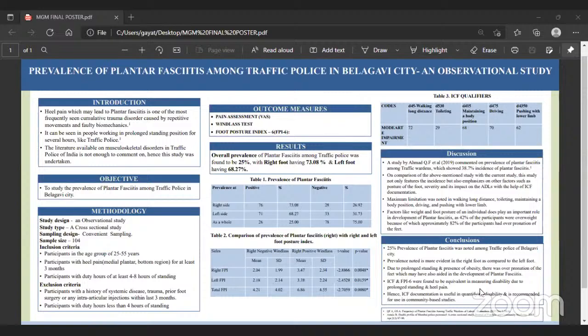Good evening, everyone. My title for my poster presentation is Prevalence of Plantar Fasciitis Among Traffic Police in Belgavi City, an Observational Study. We'll start with the introduction. Heel pain, which may lead to plantar fasciitis, is one of the most frequently seen cumulative trauma disorders caused by repetitive movements and faulty biomechanics. It can be seen in people working in a prolonged standing position for several hours, like traffic police. The literature available on musculoskeletal disorders in traffic police of India is not enough to comment on. Hence, this study was undertaken.